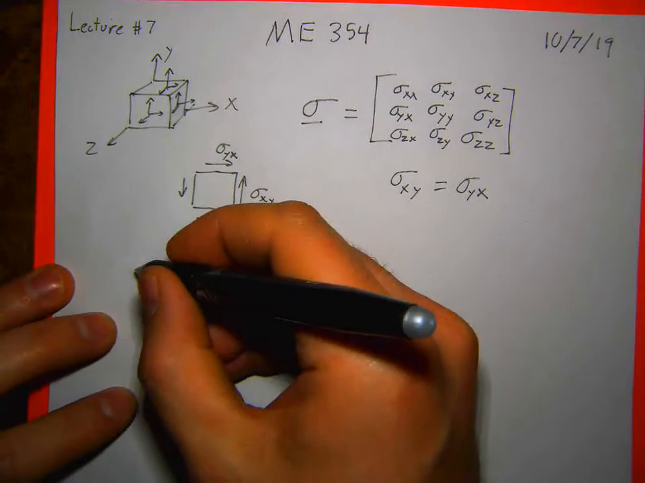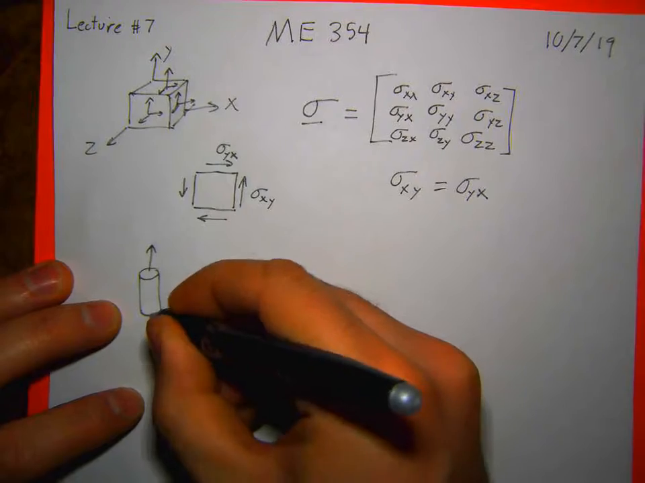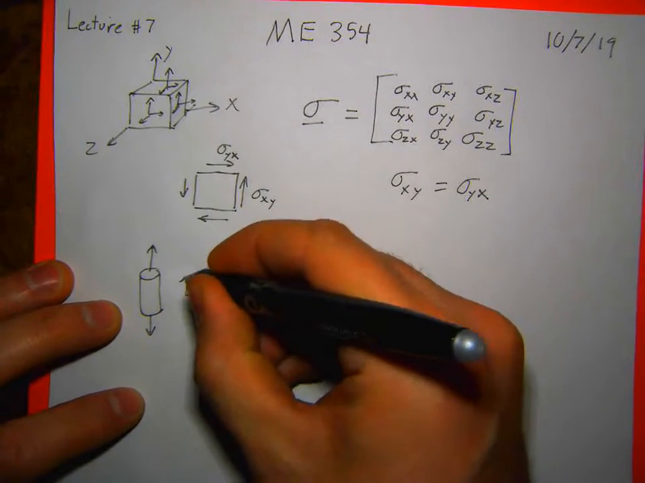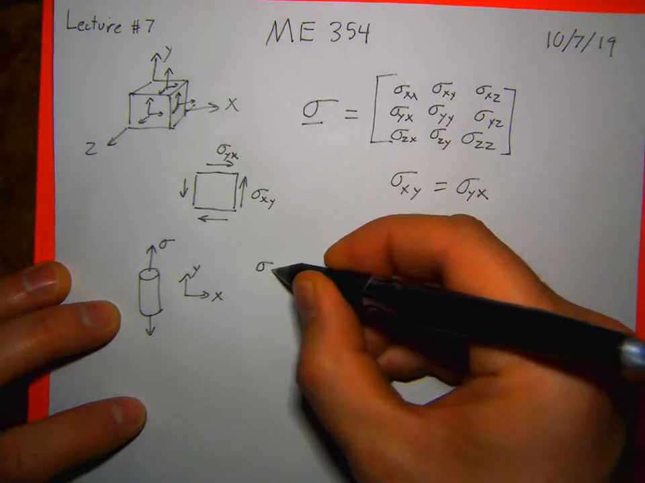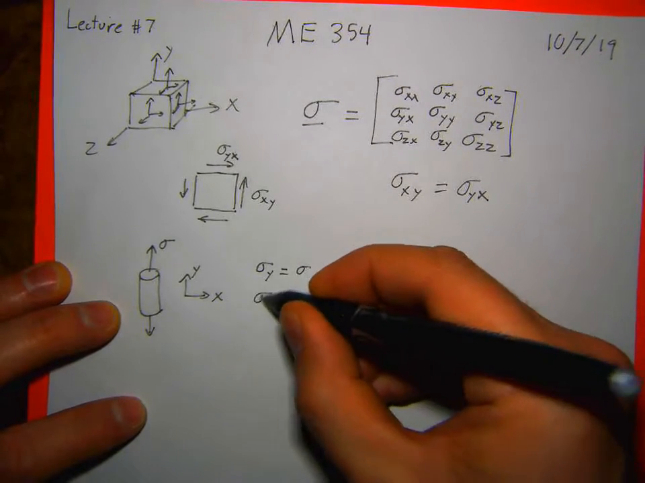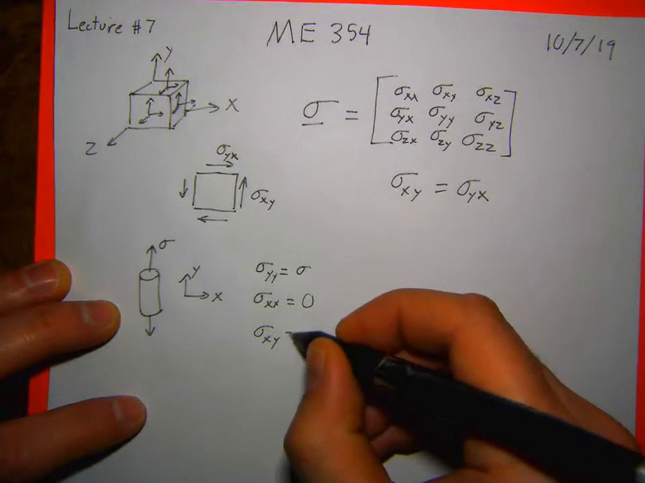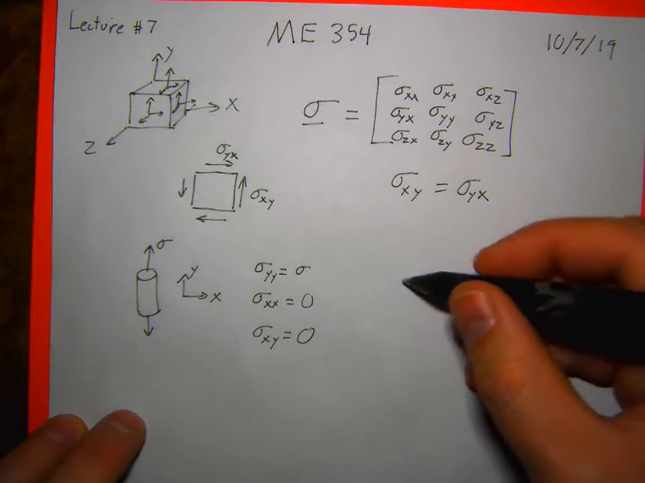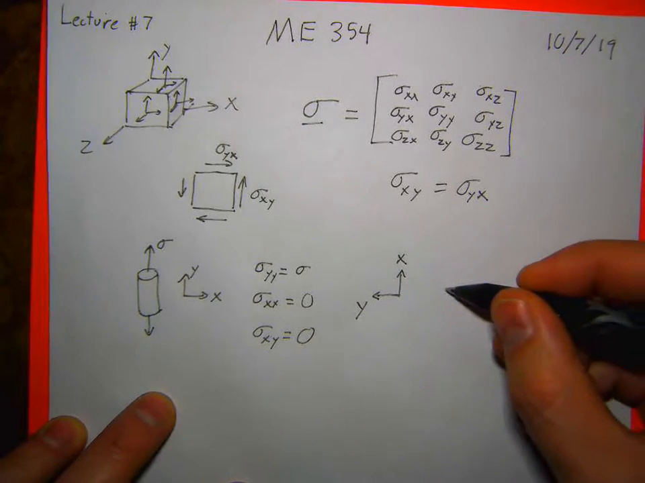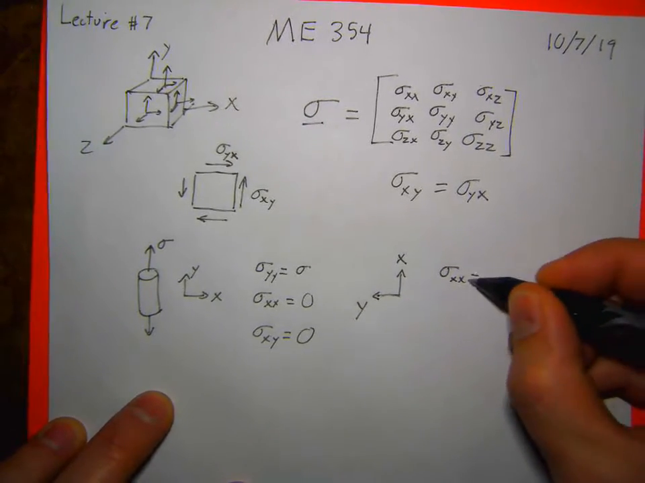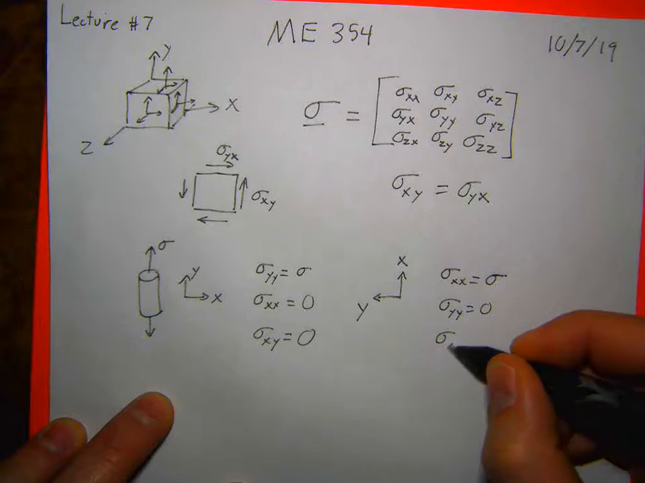So, for example, a really simple example is if I have a cylinder that I'm stretching out, and I say my coordinate system here is x, y, and I have some stress acting on it. I know my stress in the y direction is sigma, my stress in the x direction, let's put a second one there, is 0, and my stress in the xy direction is 0 in this coordinate system. But if I were to look at it in a different coordinate system and say my x is now in this direction and my y is in this direction, all of a sudden my x is my stress, and then my y is 0, and my xy is still 0.